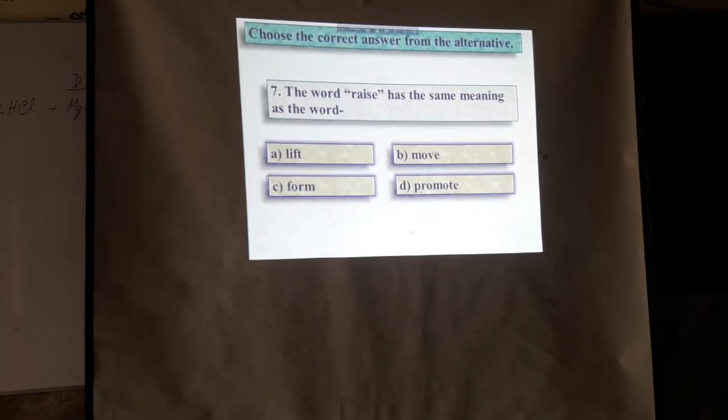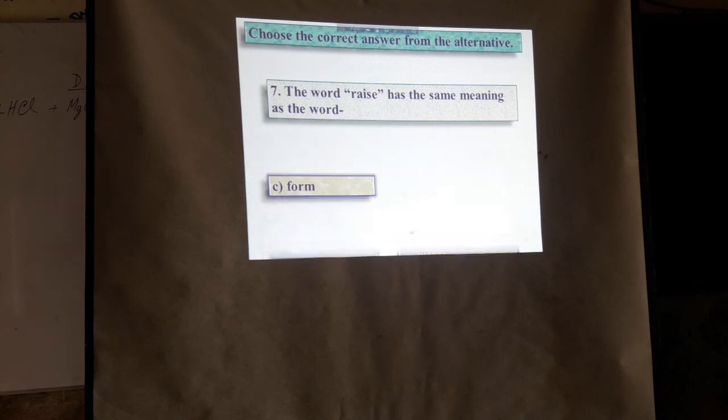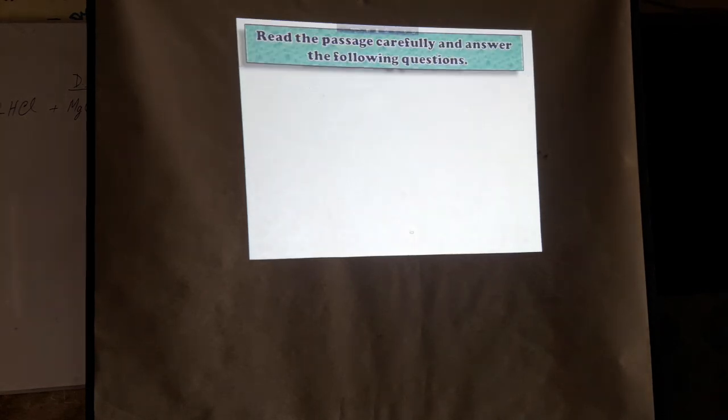Another one, the word raise. Actually, when we teach about the word, we teach the difference between raise and rise. There is a difference, because this is raise, and there is also a word rise. Rise means we can say increase. Raise means to form.